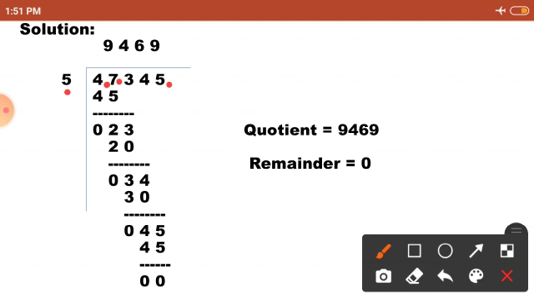Just subtract this. 7 minus 5 you will get 2. 4 minus 4 you will get 0. Take the next number, that is 3. Now it will become 23. 5 fours are what? 20. 3 minus 0 you will get what? 3 and 2 minus 2 you will get what?